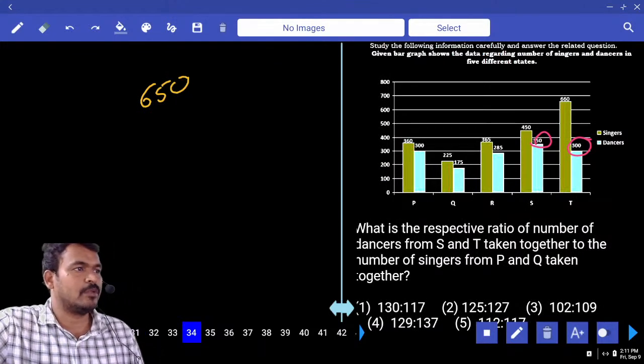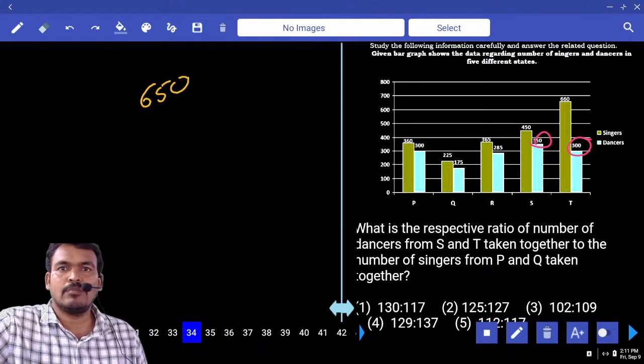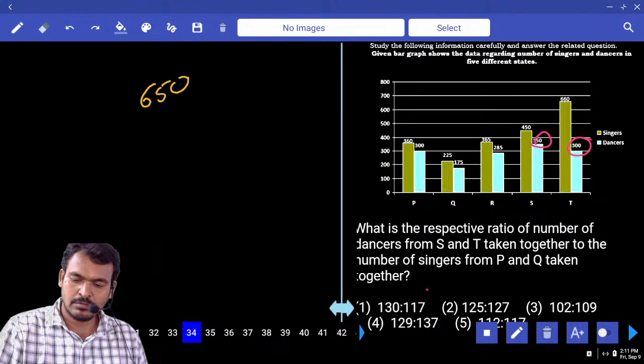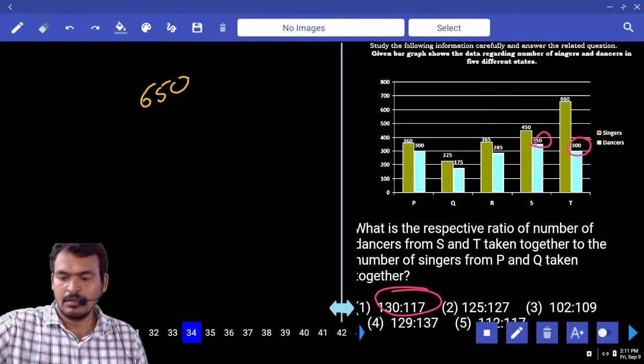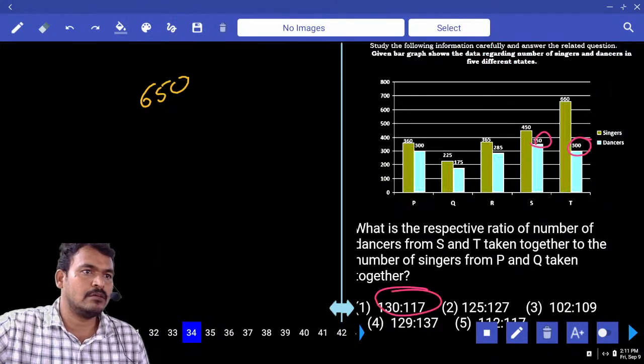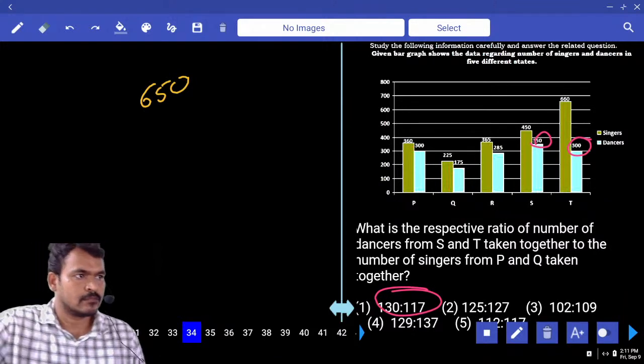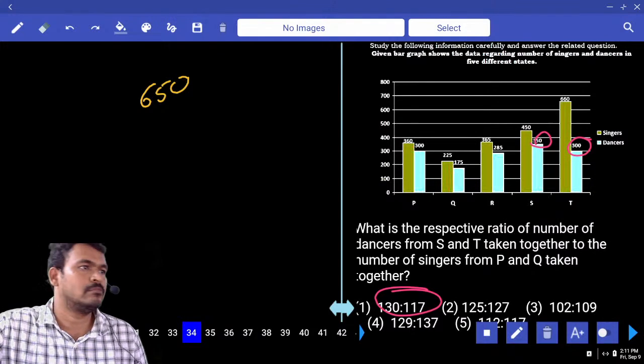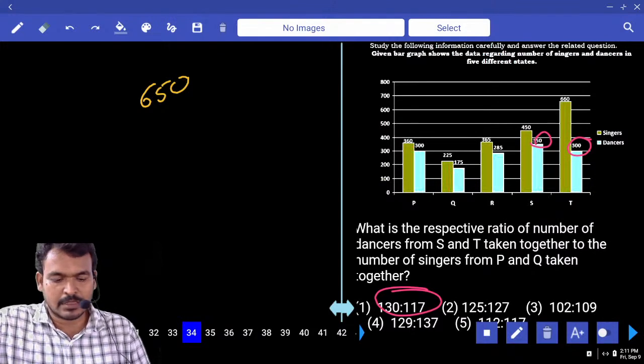It is a 13 multiple, or not? Then the first value must be a multiple of 13. How many options? Only one, or not? Option 130, 117. Again 130, 117 are also 13 multiples, sir. Question 35.